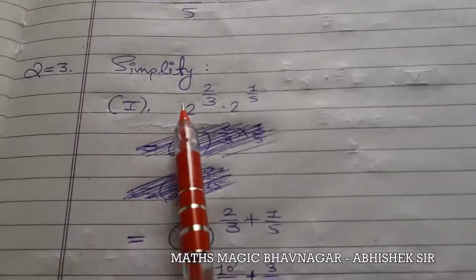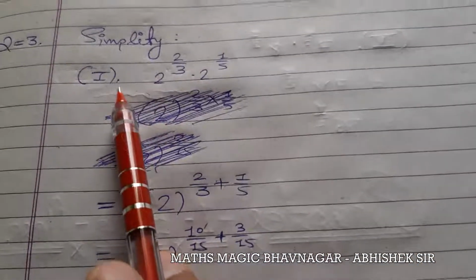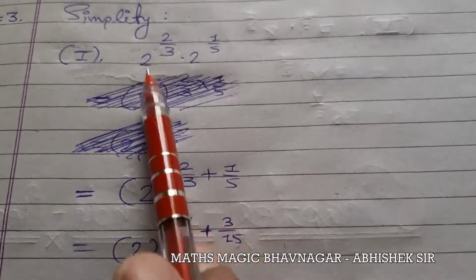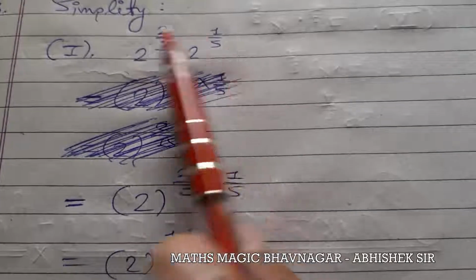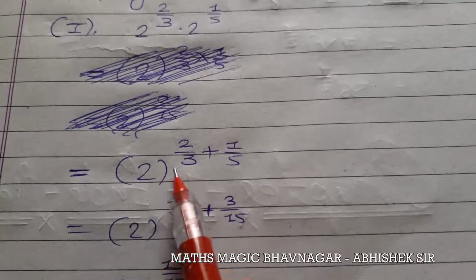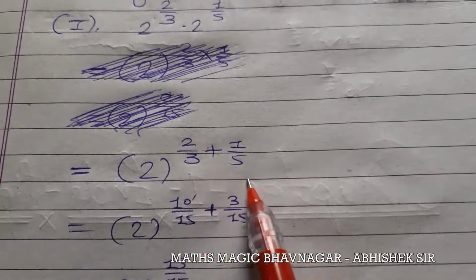Last question, question number 3 of exercise 1.6. Question number 1 is 2 raised to 2 by 3 into 2 raised to 1 by 5. Here the base is same, exponent is different, so we have to add the exponents. So 2 raised to 2 by 3 plus 1 by 5.